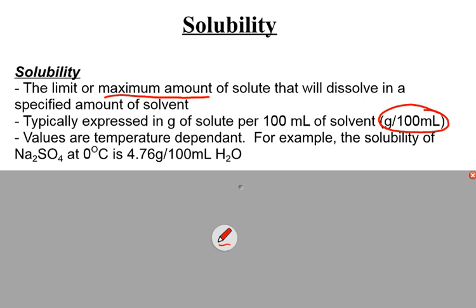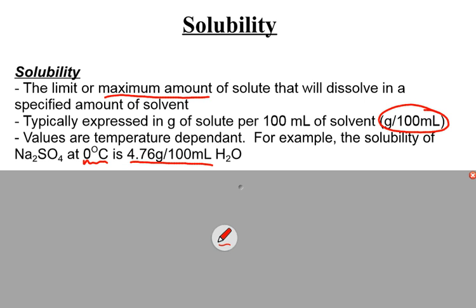The values are temperature dependent, okay? So that means that the solubility of, say, sodium sulfate at 0 degrees is 4.76 grams per 100 mils of water. And if we change the temperature here at 0 degrees, if we say increase that temperature, we're going to change how much can dissolve in water.